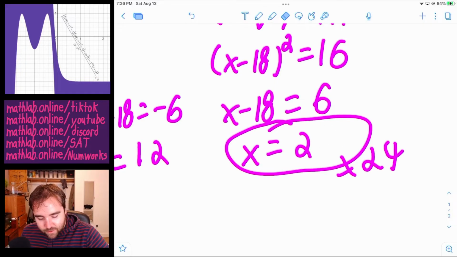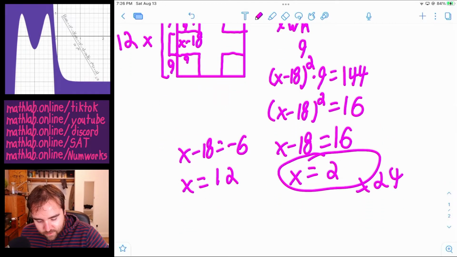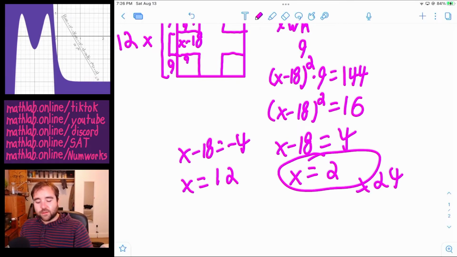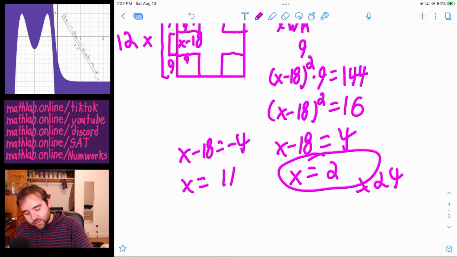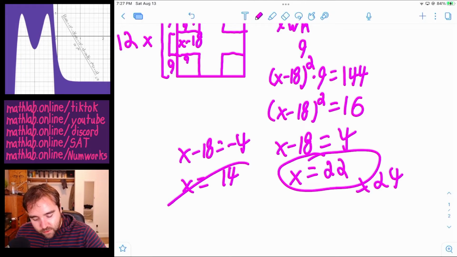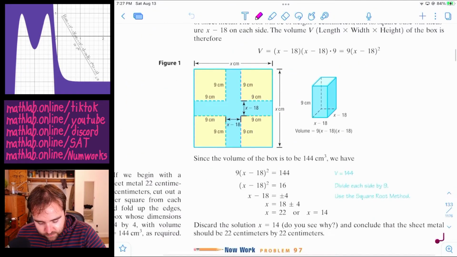So then this is 16. So then this is 4. Right, that's 4, and that's negative 4. So then this is 14 and 22. And the 14 doesn't work for the same reason. So it has to be 22 by 22. Was that what the answer was? 14 and 22? Yeah, 14 and 22.